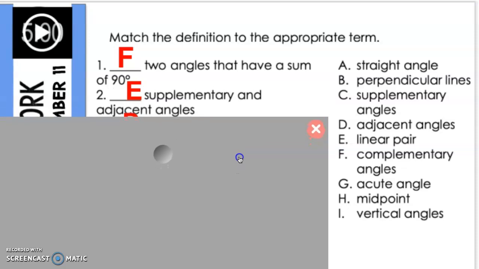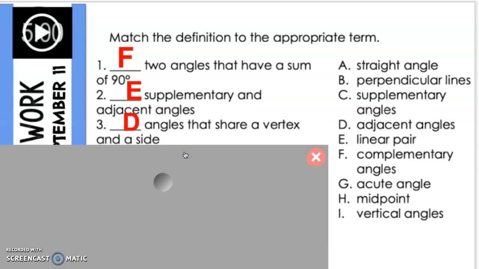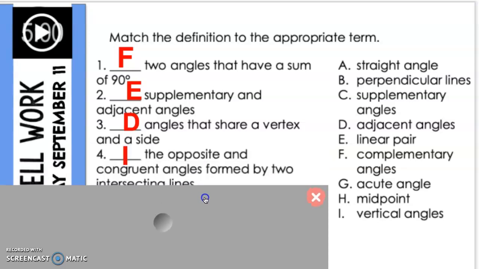Number 2, supplementary and adjacent angles both are linear pairs, so the correct answer is E. Supplementary and adjacent angles both form linear pairs. Number 3, angles that share a vertex and a side are called adjacent angles, so the correct answer there is letter D, adjacent angles.